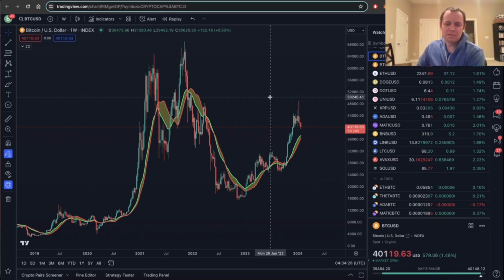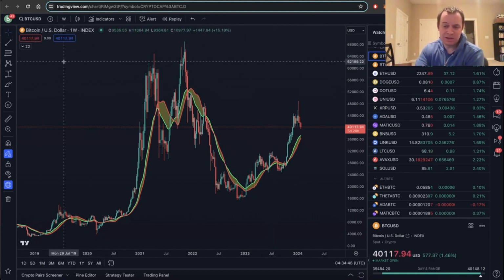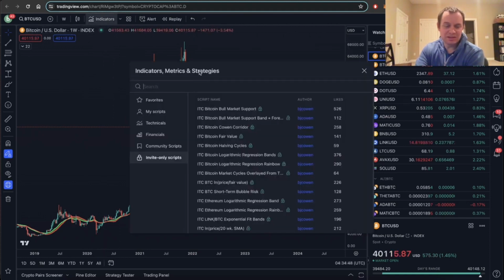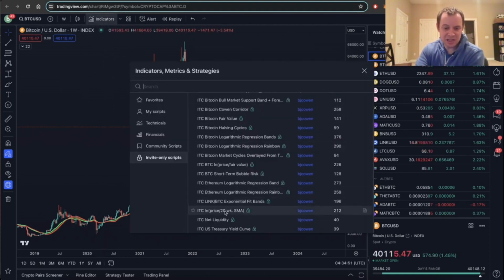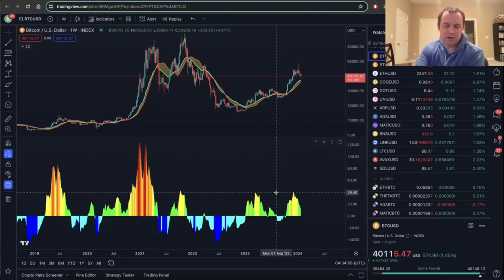right? Because that 20-week moving average is sort of like home base, where you go and check back in with it every so often, and sometimes it holds as support, and sometimes it doesn't. If it doesn't, things can of course get pretty ugly. If it does, then the bulls will point to that. But what I want to do in this video is simply look at the extension from the 20-week moving average, called the short-term bubble risk.